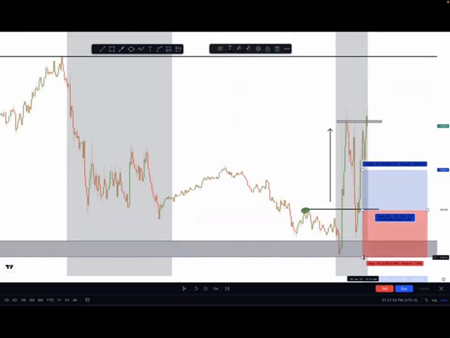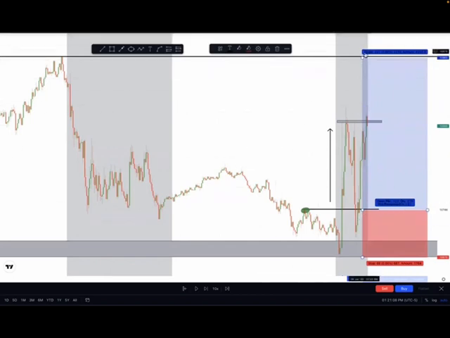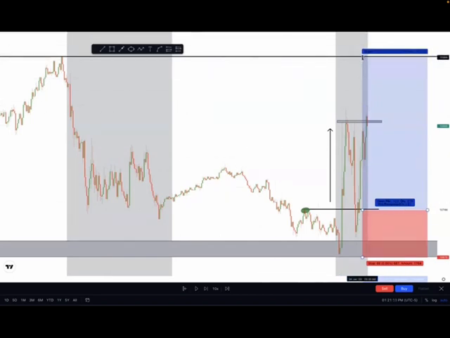So now we're risking 70 points. Where's our target going to be? Our target first is going to be this high. So that is 200 points away. So right now you're already in a 1 to 3 trade. Give me 1 second. All right, so now you're already in a 1 to 3 trade, and this is already good for you.